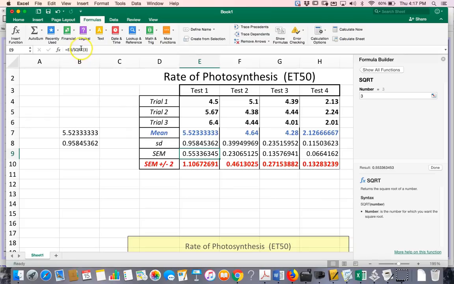Okay. And then I divide it by the square. SQRT is the term they use for square root. And it's divided by how many trials you have? 3. And I got the SEM. And this, of course, is the first SEM. We want to do plus or minus 2 to get to 95% confidence. So we just times this by 2.